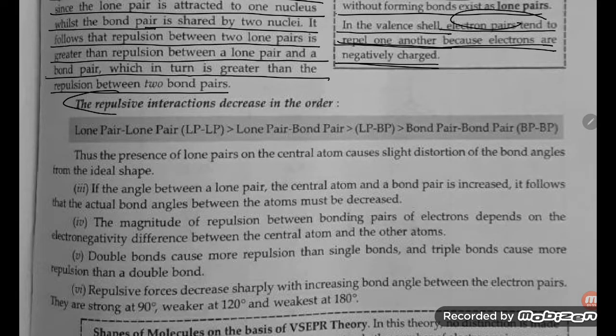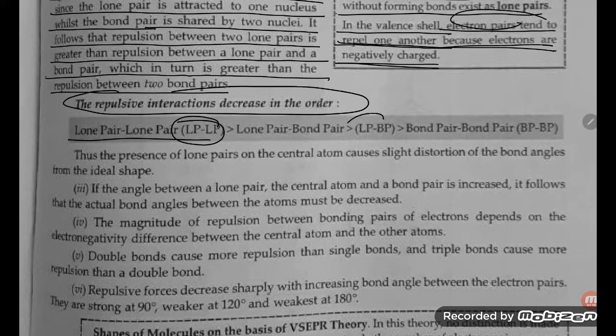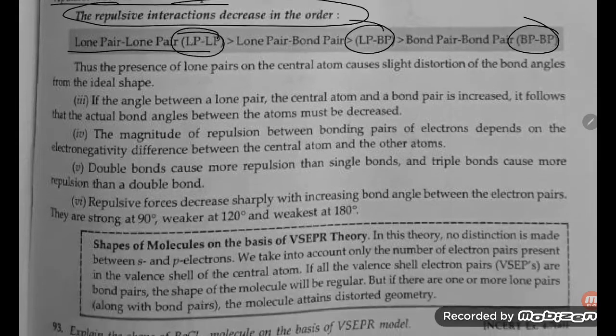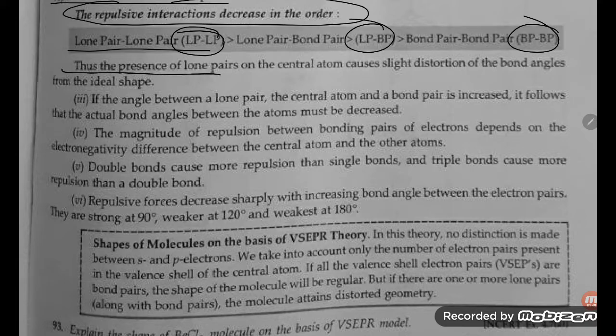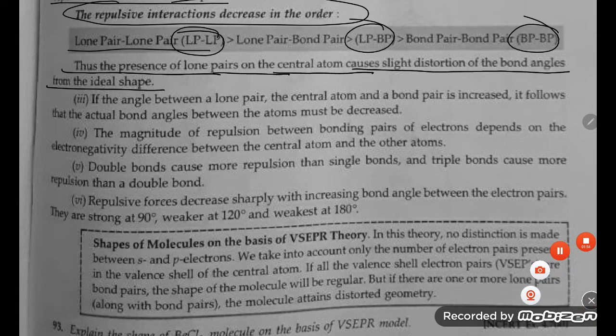The repulsive interactions decrease in the order: lone pair-lone pair, highest repulsion; then lone pair-bond pair; then bond pair-bond pair. The presence of a lone pair on the central atom causes slight distortion of the bond angle from the ideal shape, students, right?